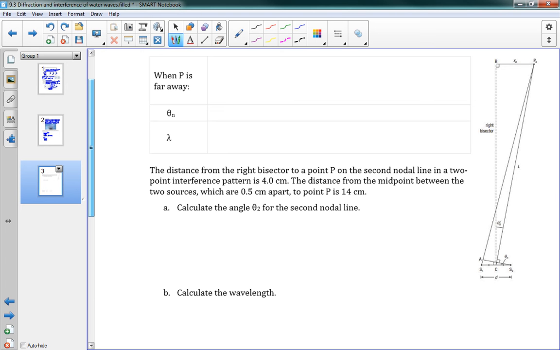And this is going to be useful when we're looking at light, because with light you have to have the two sources very, very close together. And to get a precise measure, you need to pick a point P that's very far away from the two sources. And our trick here is that when P is far away, we use different measures for more precision.